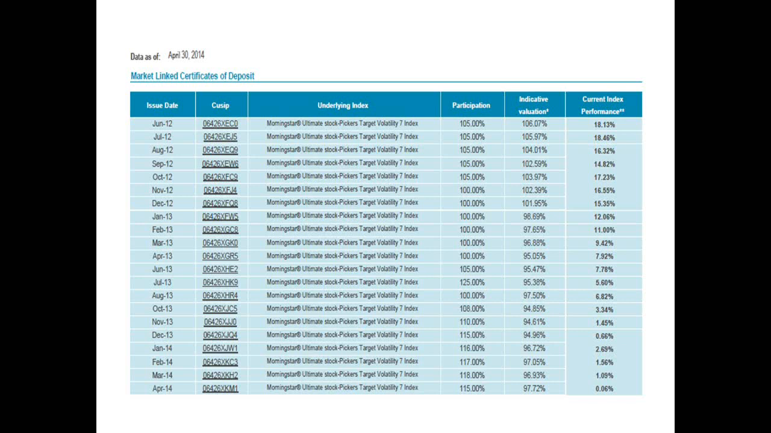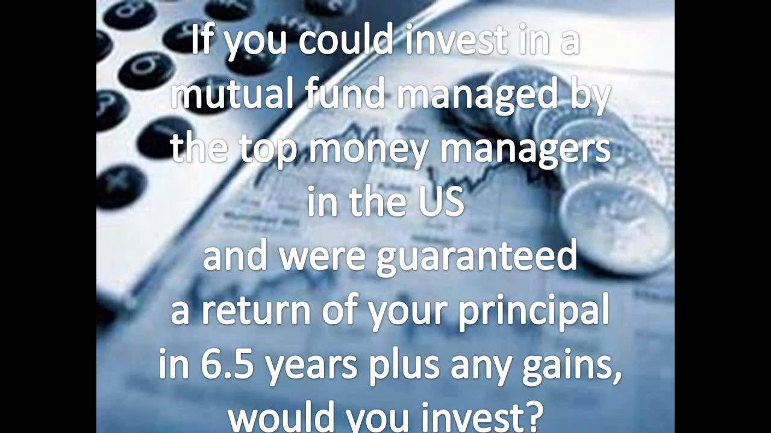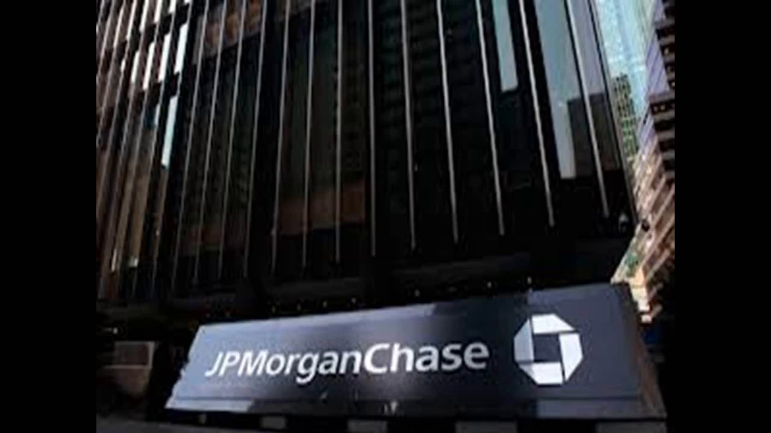February's is up over 1.5%. Just some marvelous returns on this product. It's rather like having a mutual fund managed by the top money managers in the United States, where you're guaranteed to get back no less than 100% of your principal in 6.5 years, plus any gains that they achieve. And as you can see from the numbers, the fund is doing quite well. So one of our more popular offerings, and rightly so.